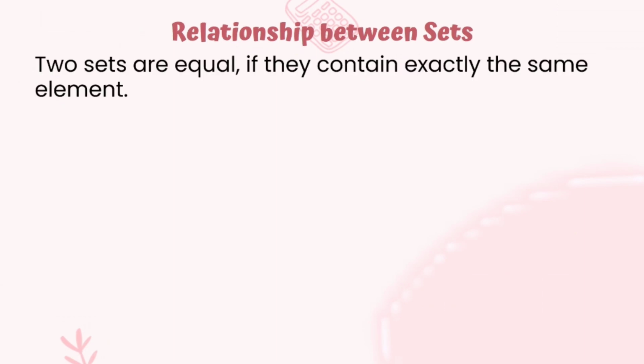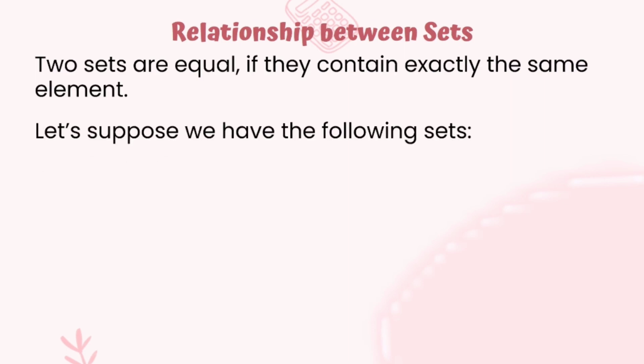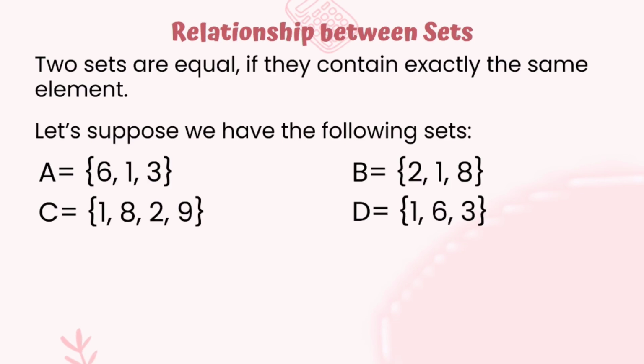We talked in the first video about the fact that two sets are equal if and only if they contain exactly the same elements. Remember, the order does not matter. So let's suppose we have the following four sets. Set A contains the elements 6, 1, and 3. Set B contains the elements 2, 1, and 8. Set C contains the elements 1, 8, 2, and 9. And set D contains the elements 1, 6, and 3.